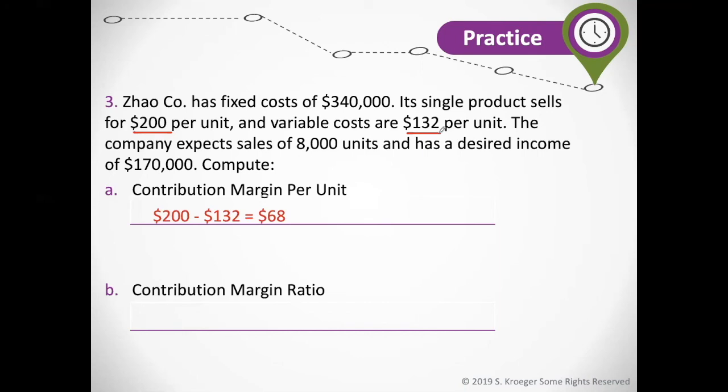We know the contribution margin per unit from part A is $68. Divide this by the selling price per unit, which we already determined is $200. $68 divided by $200 equals 0.34. We would like to turn this into a percent, so it would be 34%.